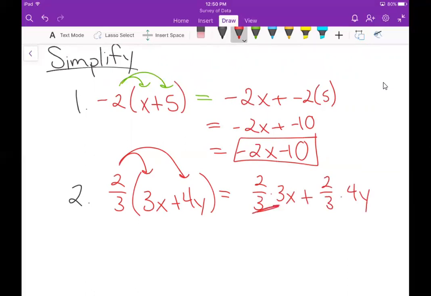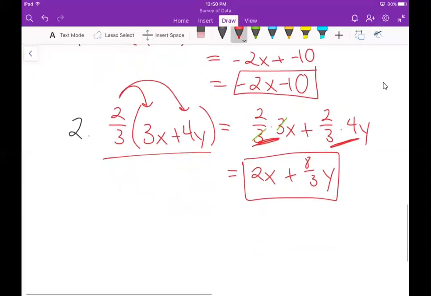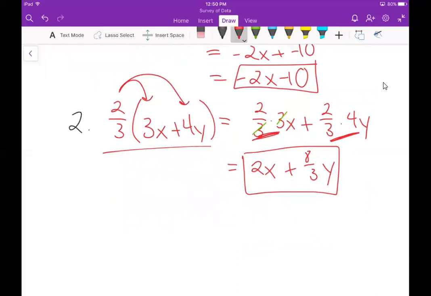And now I can take those numbers and multiply them together. You can do that in your calculator or remembering how to multiply fractions. You'll see here with the first one, the 3's will cancel and we'll actually just end up with 2x. And here with the 2/3 times 4, nothing will cancel and we'll end up with 8/3 y. Now those cannot be combined, and I have simplified this original multiplication by getting rid of the parentheses using distribution.